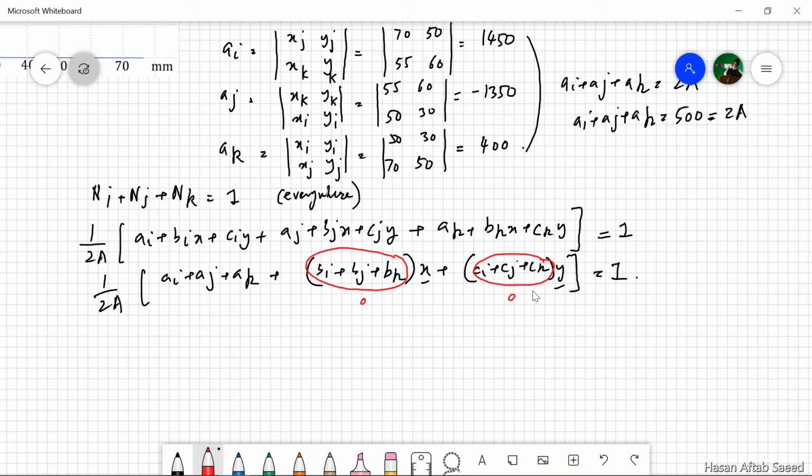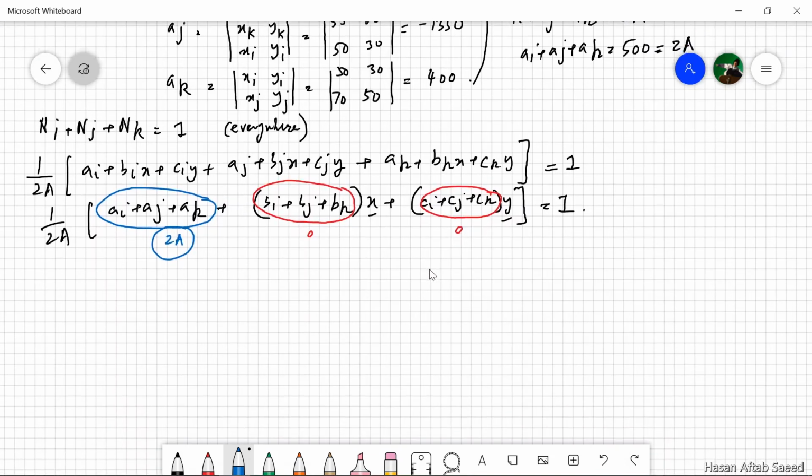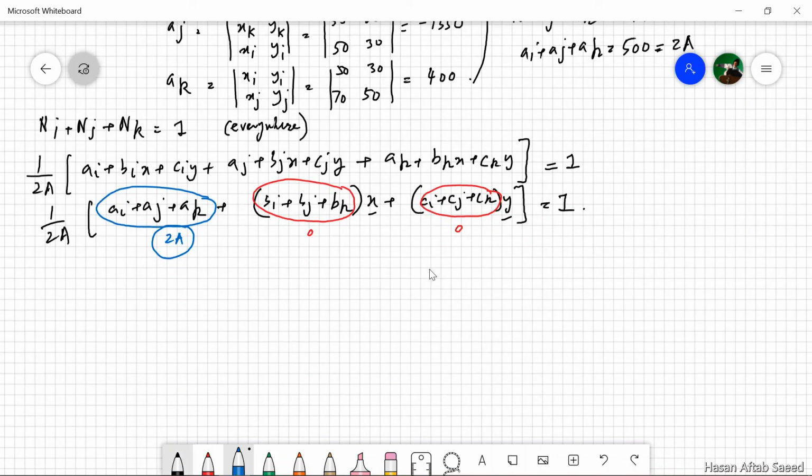Now on the right hand side we have 1. The only way this left hand side will become 1 is if Ai plus Aj plus Ak becomes 2A. So Ai plus Aj plus Ak, for all situations, for all elements, should be equal to 2A, and Bi plus Bj plus Bk should always add up to 0, and Ci plus Cj plus Ck should also add up to 0. We have checked this already. Now let's calculate B's and C's and check whether that is the case.